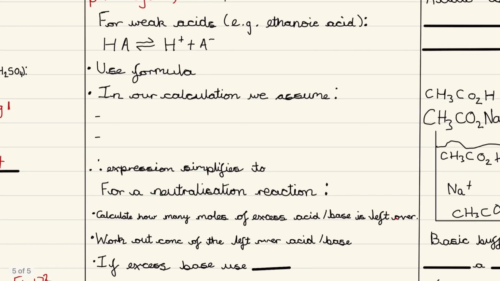Now for weak acids, the equilibrium is HA dissociates to H plus and A minus, and the formula is Ka equals the H plus concentration times the A minus concentration all over the acid concentration. And in our calculations we assume two things. Firstly, that the concentration of H plus is equal to the concentration of A minus, and we basically assume that because this is a 1-to-1 ratio.